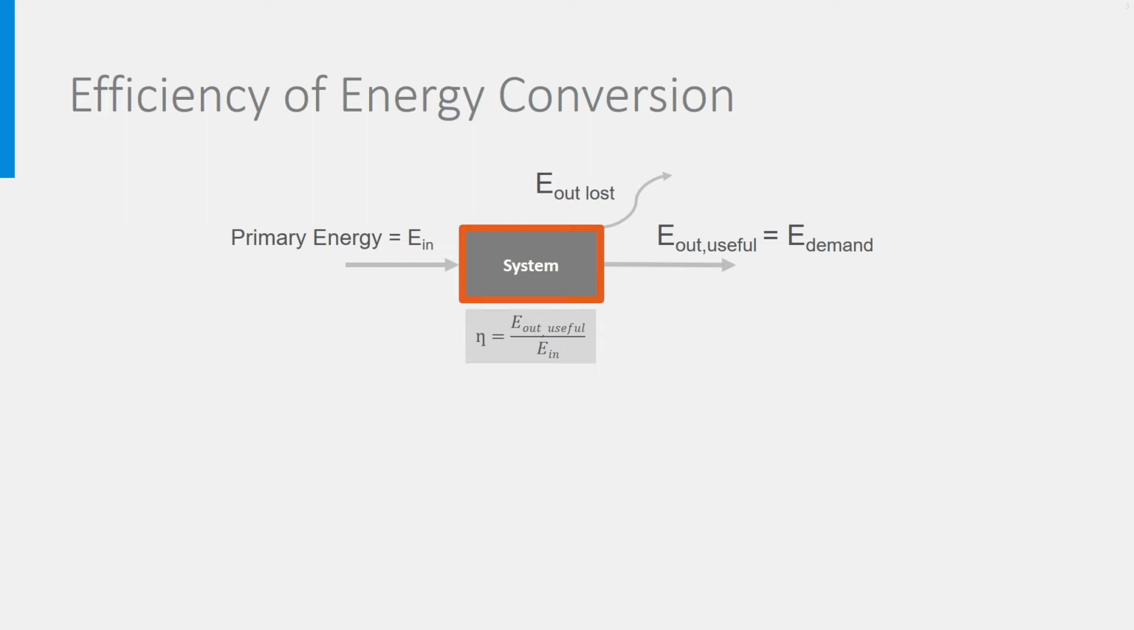The efficiency, ET, of the conversion system is defined as the ratio of the useful energy coming out by the energy input, therefore as the ratio of the energy demand and the primary energy. So, if you have a heating system, let's say a gas boiler, with efficiency 0.7, this means that only 70% of the energy contained in the gas will be actually used to heat your building or your hot tap water, and 30% will just be lost with the exhaust combustion gases, that is the E out lost in the figure.